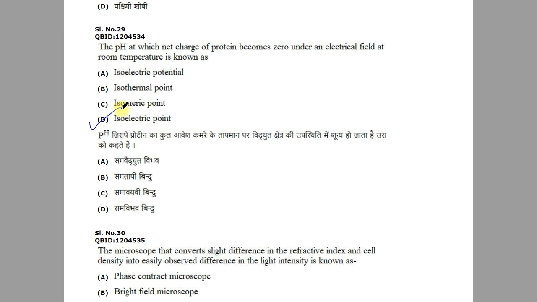It is that pH of the solution at which the net charge on a molecule is 0. Here such molecules are considered which are called the zwitterions. They have both the positive part and the negative part. So here the correct one is the isoelectric point.